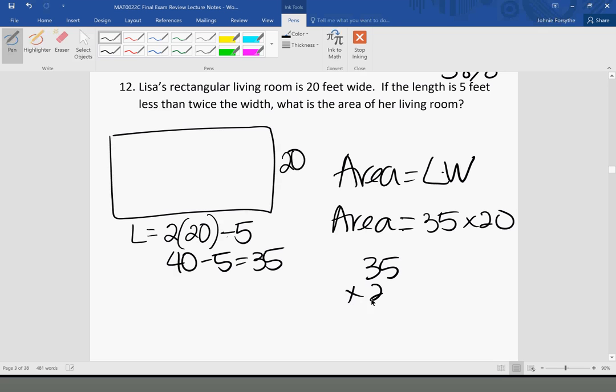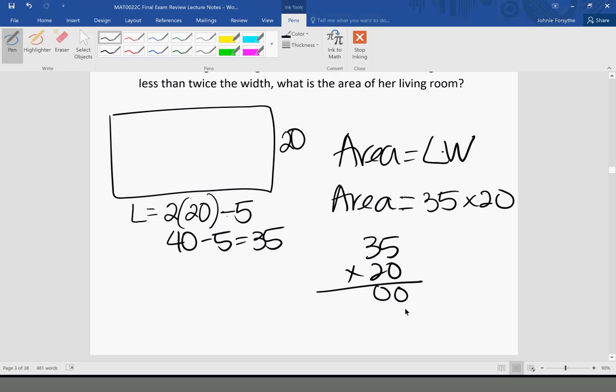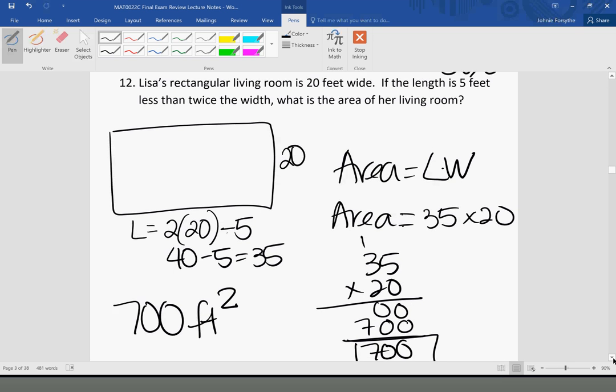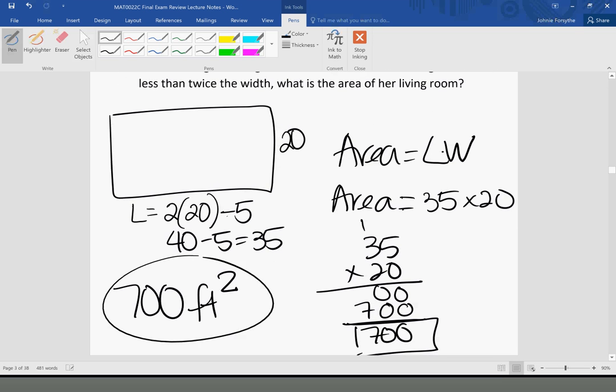So 35 times 20. 0 times 5 is 0. 0 times 3 is 0. Put our placeholder, and 2 times 5 is 10. Carry the 1. 2 times 3 is 6, plus 1 is 7. And then we're going to add, going down. So the answer is 700 square feet. That's your answer there, 700 square feet.